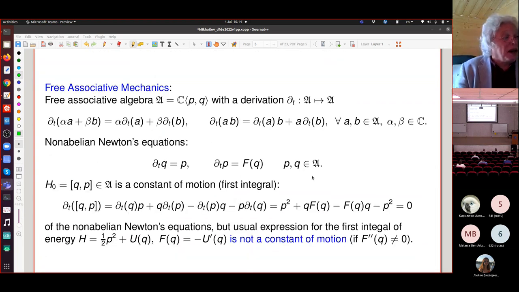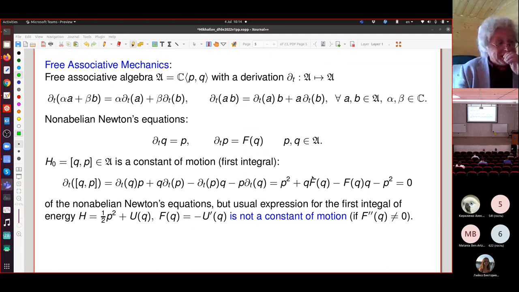Right. To go forward, I need to introduce an intermediate, maybe technical step, but maybe not so technical. I want to introduce free associative mechanics. This concept is the following. In classical mechanics, everything commutes. In quantum mechanics, we have a commutation relation. It's like what we write in the Heisenberg commutation relation.